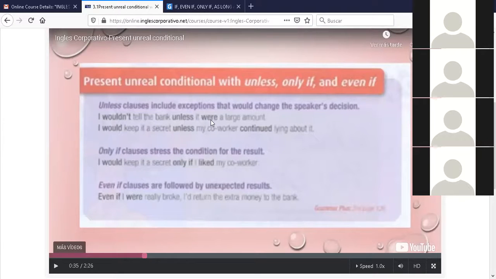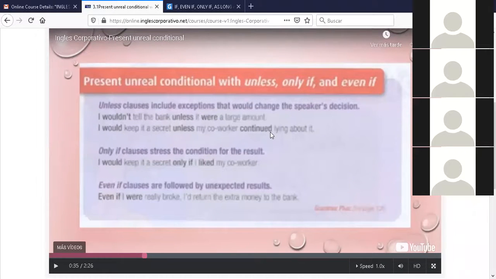How do you say, "me fuese del país a menos que mi situación mejorara"? Let's keep it here. I would leave the country unless my situation improved. All right, say it with me. I would leave the country unless my situation improved. I would leave my country unless my situation improved. Situation improved. Very good, very good.